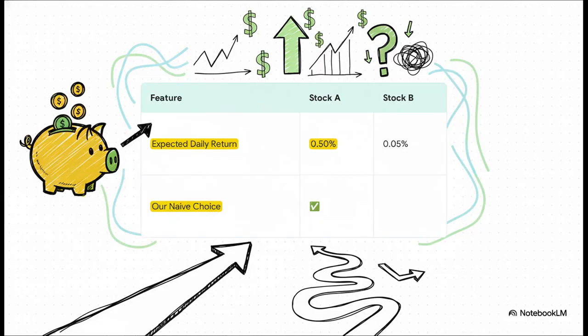Okay, let's make this real. You've got two choices, stock A and stock B. Stock A has an expected daily return that's 10 times higher. Based on our simple rule, this is a total no-brainer. You'd pour every dime into stock A. So, why might that be a huge mistake?